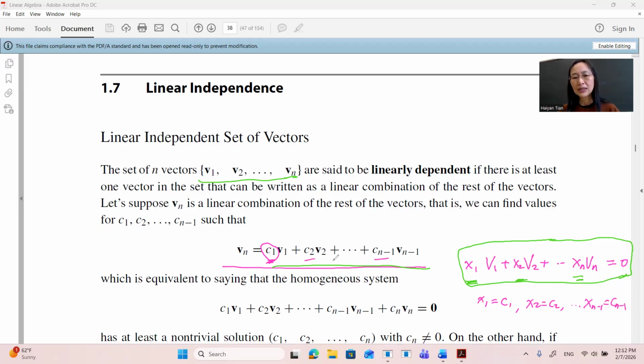You see? And then if we move this to the other side, that's -1 times Vn, right? So this equals 0. So we can rewrite, if I move that term to the other side, then I get 0. That shows a non-trivial solution, because this is -1 for the value of xn. xn is -1. So we see immediately a non-trivial solution, because the weight or the coefficient for Vn is -1, which is non-zero.